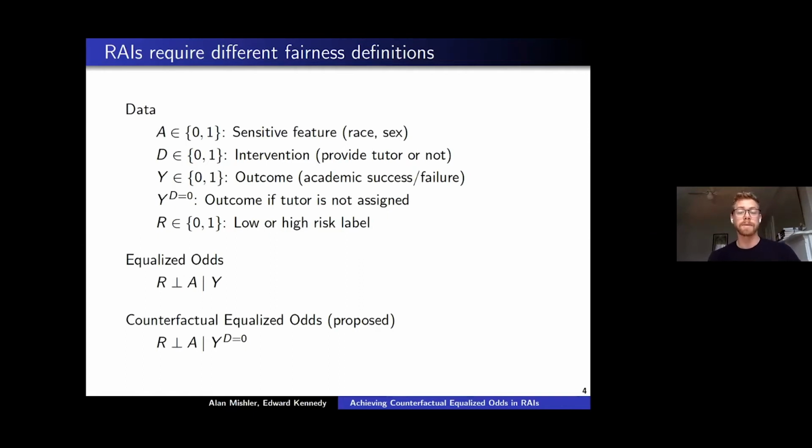So equalized odds calls for the predictor to be conditionally independent of the sensitive feature given the outcome, and we propose instead using counterfactual equalized odds, which replaces the strictly observable outcome Y with the potential outcome Y^(D=0). In a binary setting, this is equivalent to saying that the false positive and false negative rates should be equal across the two groups, Black and white students.